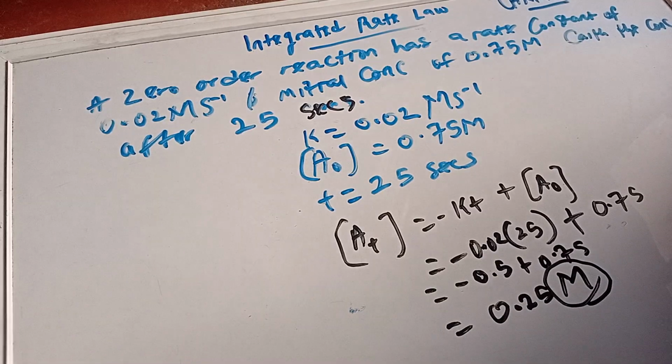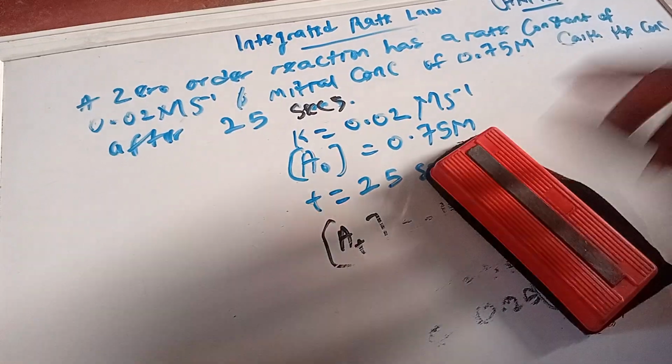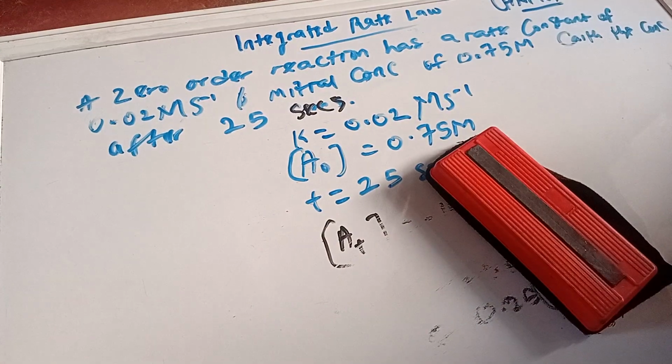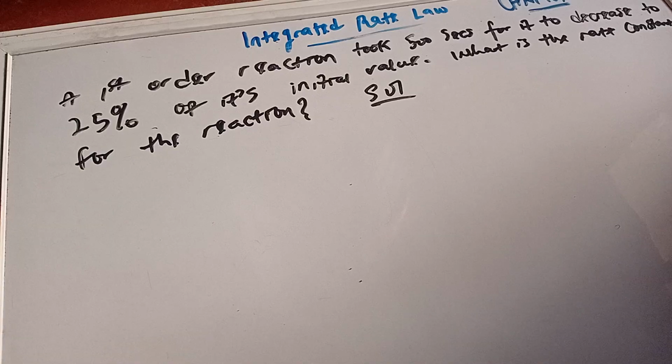This unit represents concentration. So that's that for that. Now for the second question. So this is another question. A first order reaction took 500 seconds for it to decrease to 25% of its initial value. What is the rate constant for the reaction?